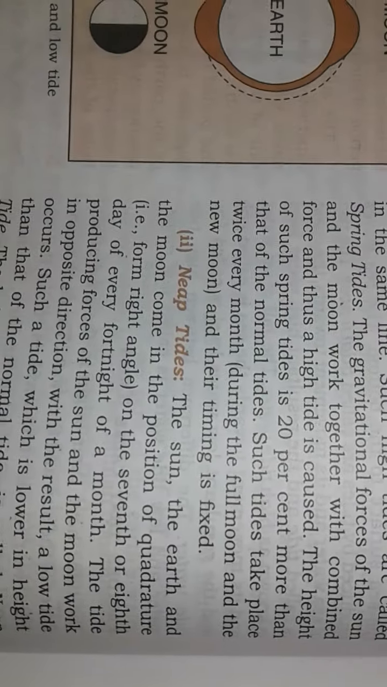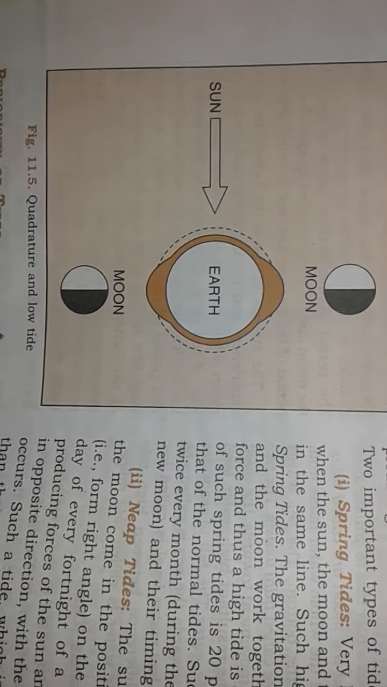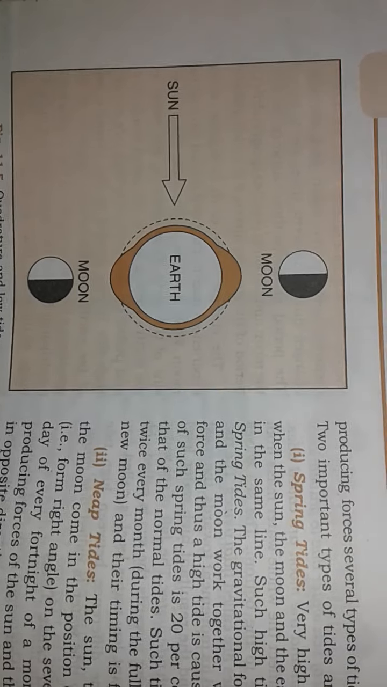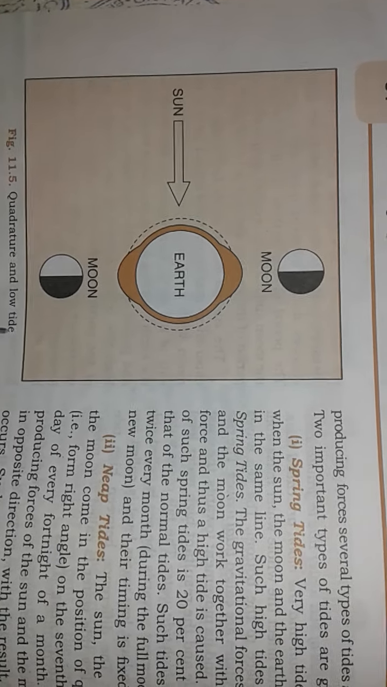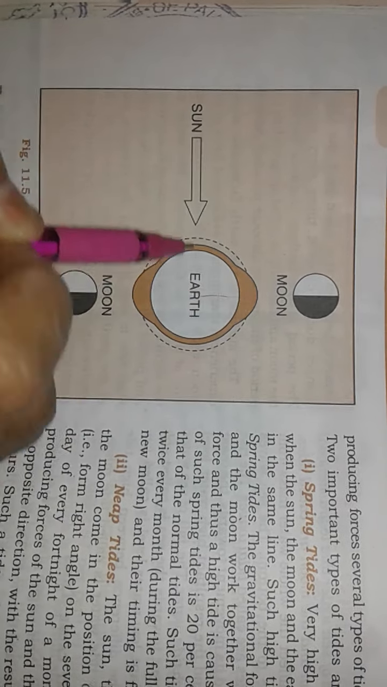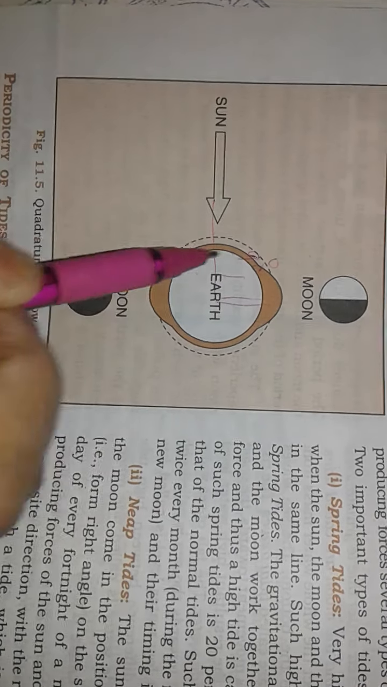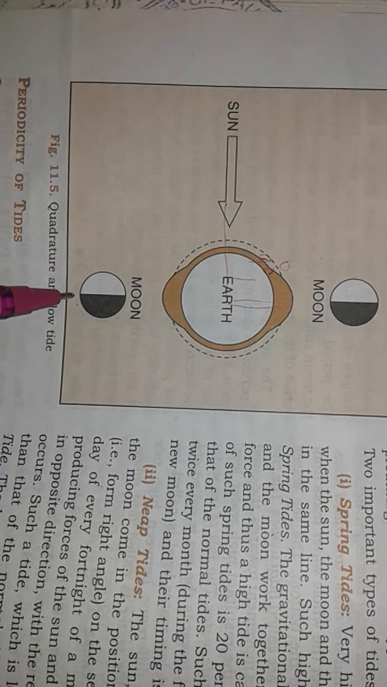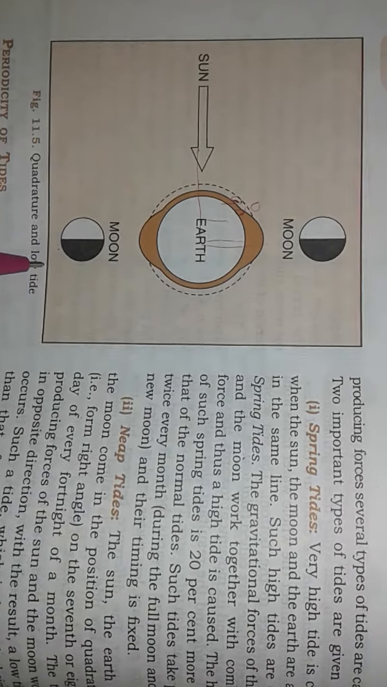All of you see this diagram. Production of the low tide, quadrature nature, and production of the low tide: earth, moon and sun are at a right angle to each other. Here the low tide is formed. Okay children, all of you see and practice the diagrams and definitions. Thank you.